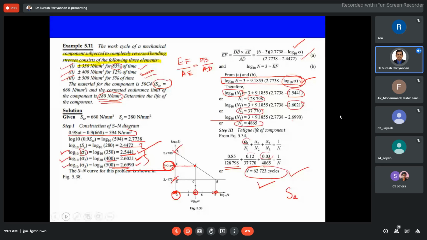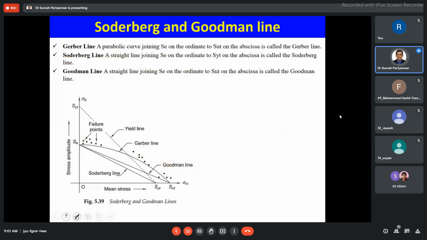Okay, this is when the component is subjected to cumulative damage in fatigue. Cumulative damage in fatigue means that different levels of stresses are applied to the material at a particular time, each stress level for a particular duration. That is nothing but alpha 1 times total time, alpha 2 times total time, alpha 3 times total time.